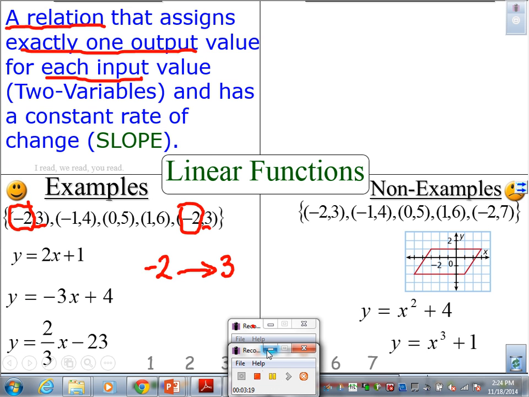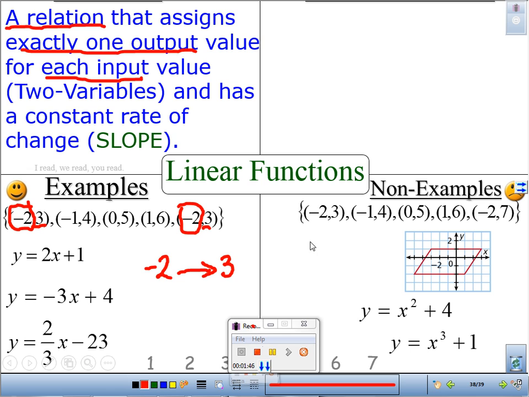So, let's see. If I was to select negative 2 over here, what is the output value for negative 2? 3. What else? 7. So that means this one has how many? 2 different outputs. And what does the definition say? Exactly one output for each input. Over here, if the negative 2 repeated, guess what? The y value is the same here, so it's only one output. The x value repeated over here, did it have the same y value output? No, it had 2 different ones. That's why this is not a function. Are we there so far?